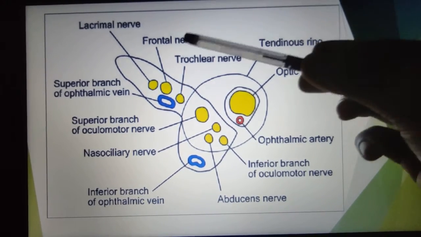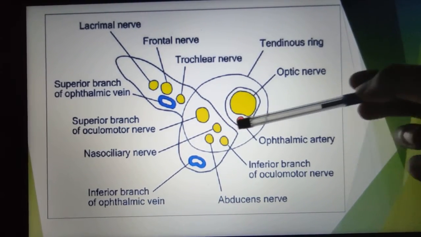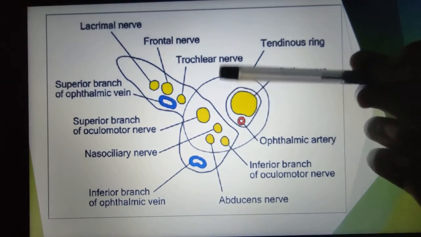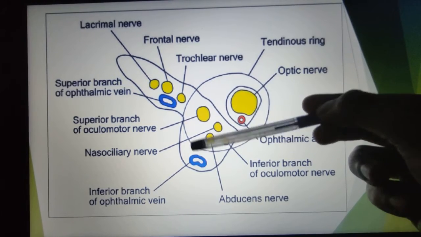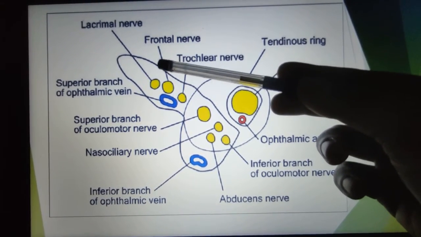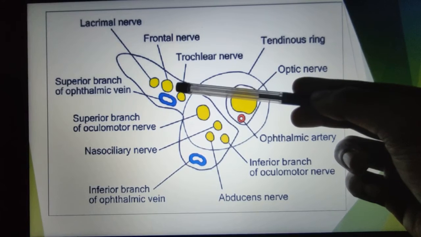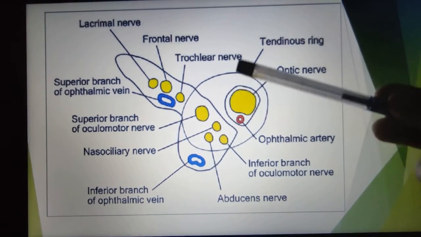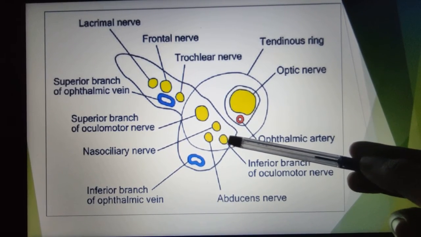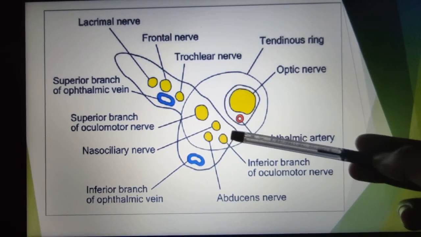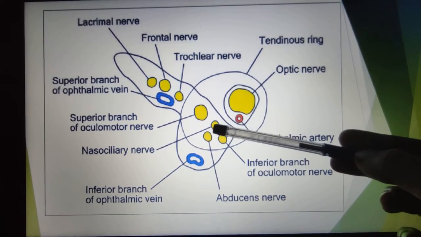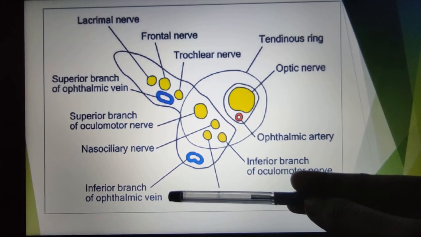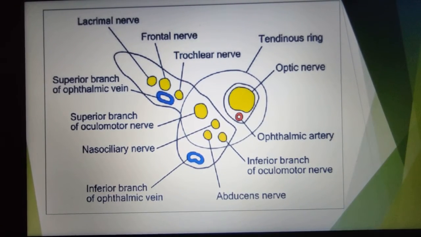So, once more I will repeat, this is the picture of the superior orbital fissure. It is divided into three compartments: lateral, middle and medial. The lateral part has the lacrimal nerve, frontal nerve, trochlear nerve and superior branch of the ophthalmic vein. Then the middle part has the upper and lower branches of the oculomotor nerve, nasociliary nerve and abducens nerve. Then medially, it has the inferior branch of the ophthalmic vein and sympathetic plexus.